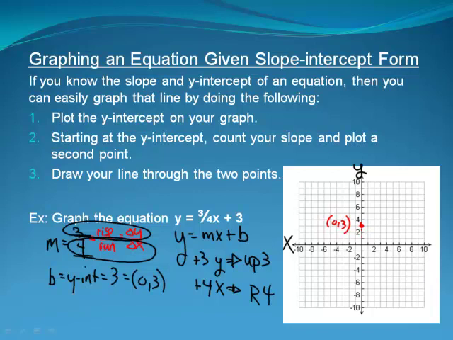So that's true for any point on the line. If you have a line and you have one starting point, if you go up 3 and right 4, that's going to be another point on the line. And if you went up another 3 and right another 4, that would be yet another point. So we already have our point to start. We've got our y-intercept. So from there, we're going to go up 3. So that's 1, 2, 3. And we're going to go right 4. 1, 2, 3, 4. And that's a second point on our line. So we went up 3 and we went right 4. Connect the dots.